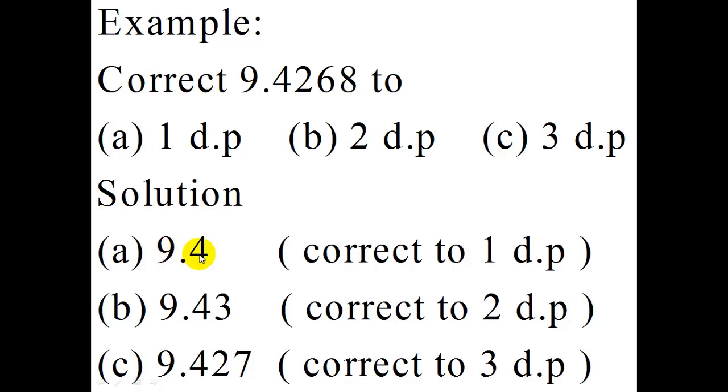So we have 9.4, that is corrected to 1 decimal place. We have 9.43 corrected to 2 decimal places, and we have 9.427 also corrected to 3 decimal places.